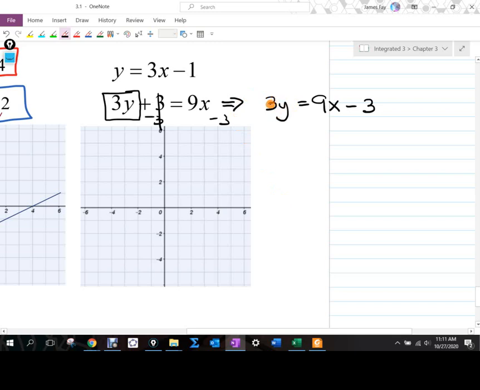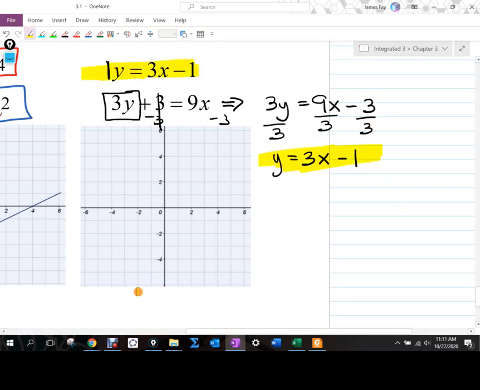Now, how would I get this? Remember, we want to solve for y, which when I say solve for y, it means I'm solving for 1y, like I did in that top one. So what do I need to do now to get this 3y to become a 1y? Divide by 3. And when you divide by that coefficient in an equation, you're actually dividing everything by that. So 3 divided by 3 is 1, so it gives me my 1y that I was looking for. 9 divided by 3 gives me 3, and then 3 divided by 3 gives me 1, and it's negative 1.